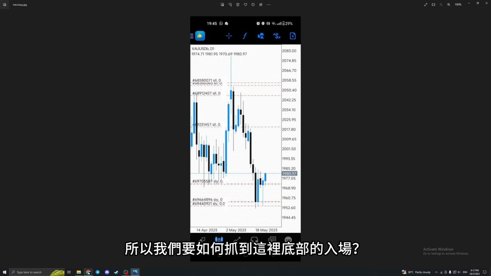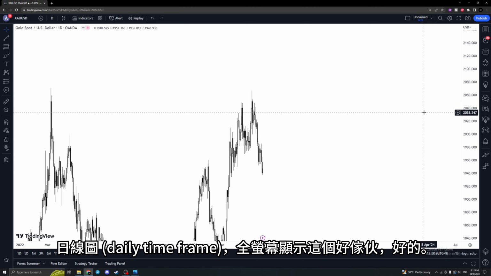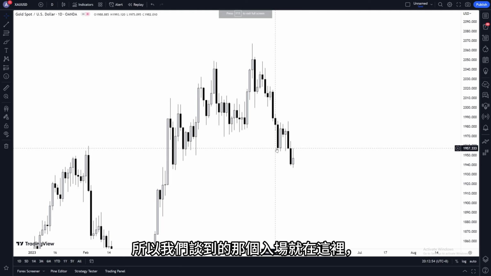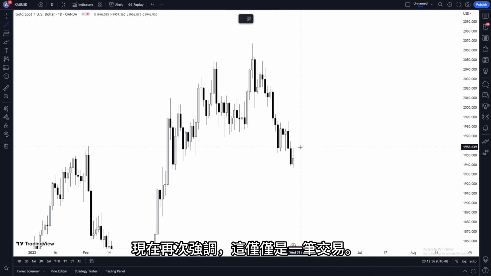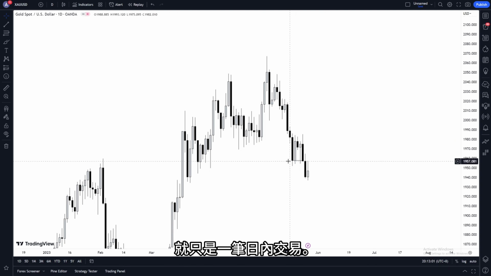So how do we get this bottom entry right here? If you go back to the charts, let's bring up the daily time frame, full screen this bad boy. Okay, so that entry that we talked about was right here. Now again, this is just simply a trade. If you're looking at it from an intraday perspective, this is just an intraday trade.